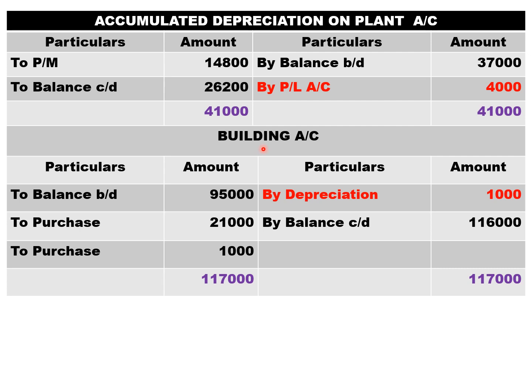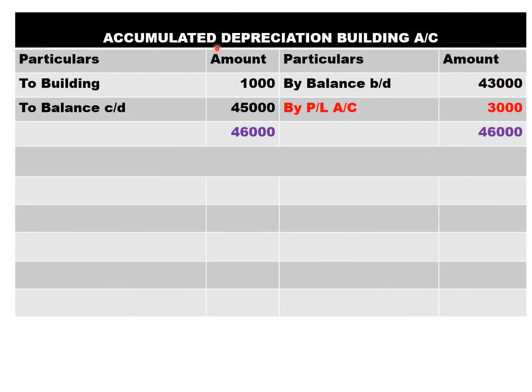Building is an asset. So to balance brought down opening balance 95,000. Then in adjustment number 2 they are given two purchases. One purchase 21,000 and another payment of 1,000. So total you get 22,000. Then take the closing balance. You get a further depreciation on building, sorry, 1,000.